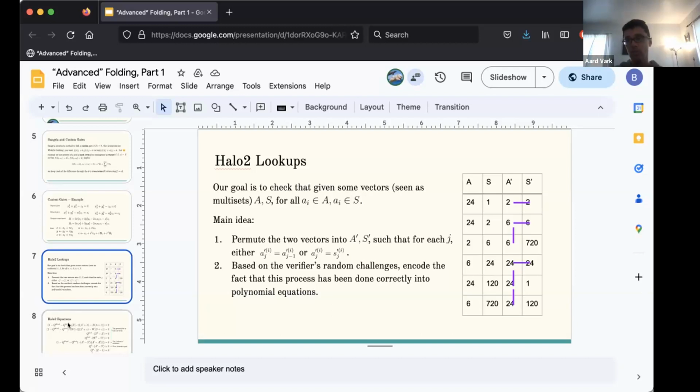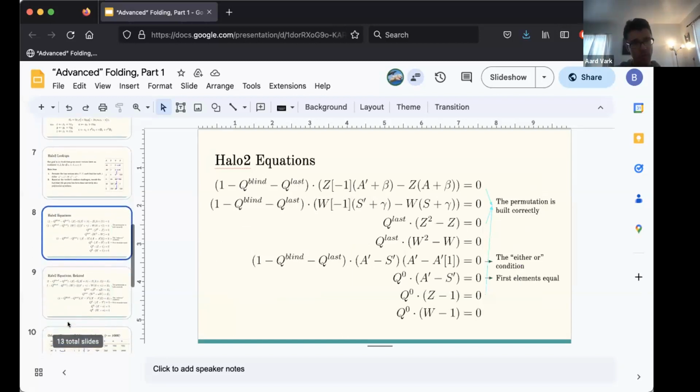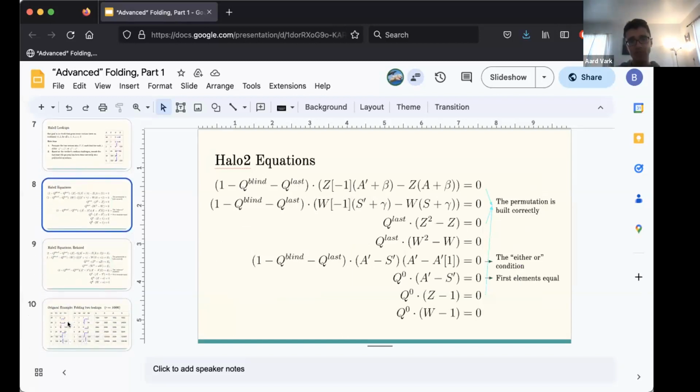Okay, so again, I'm skipping some steps here, but you can convert this into a system of equations. So Z and W, when you check this permutation, right? I said the column A prime has to be a permutation of A, and this permutation check is done with a random challenge, or maybe with Fiat-Shamir.